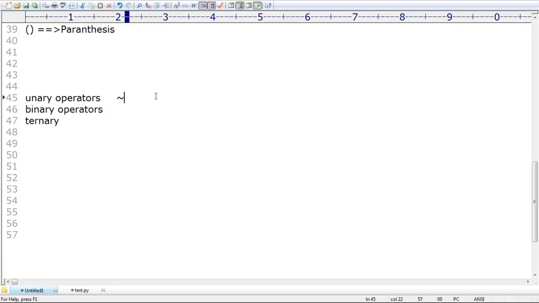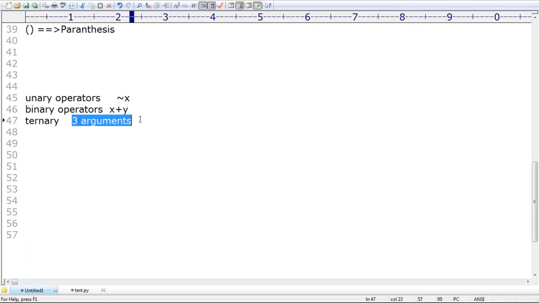Generalized rules: a unary operator will get the highest priority when compared with the binary operators. Binary operator means what? X plus 5. Next level priority goes to the ternary operator. Highest priority is unary, next level is binary, next level is ternary. The reason is that a ternary operator has how many arguments? Three.